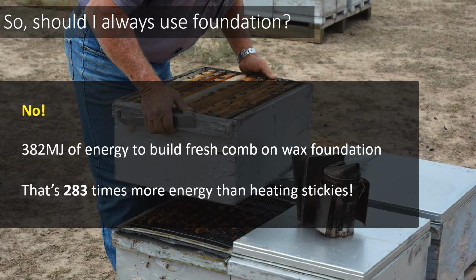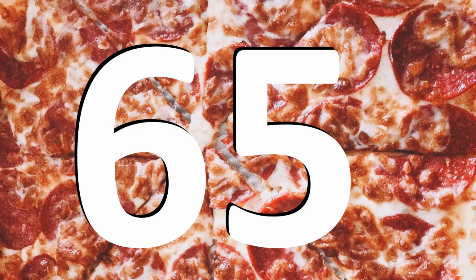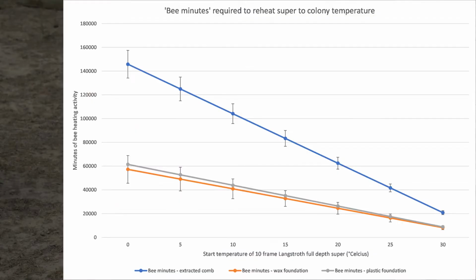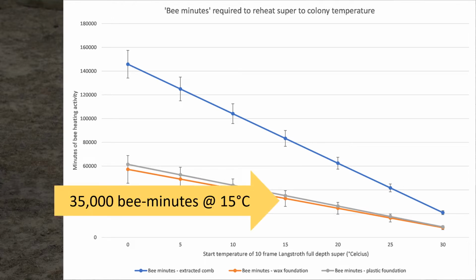Now again, I like to put these things in a context. So that 382 megajoules of energy to build that comb is the equivalent to 65 Domino's Meat Lovers pizzas. So that's a lot of pizza, and that's a lot of energy. But I was still looking for a better way to express these numbers. So I came up with a new unit, which we're going to call bee minutes. And a bee minute is basically the number of minutes it takes a bee to do heating work.